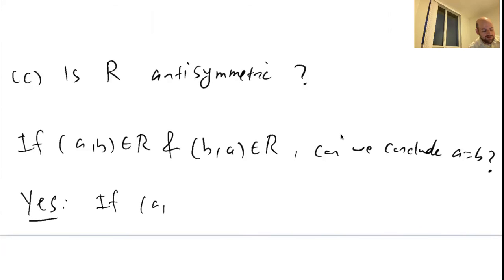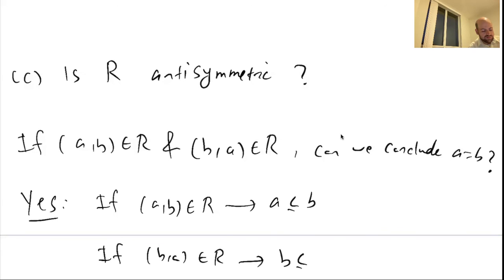If (A, B) is in R, then A is less than or equal to B. If (B, A) is in R, then B is less than or equal to A. And if A is less than or equal to B, and B is less than or equal to A, then we can conclude that A is equal to B. That's just a simple property of inequalities. So the relation is antisymmetric.